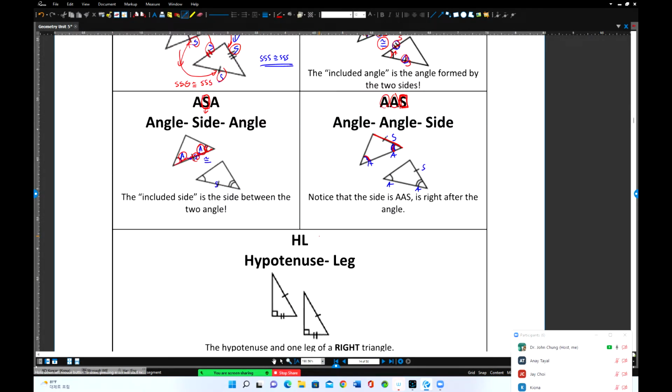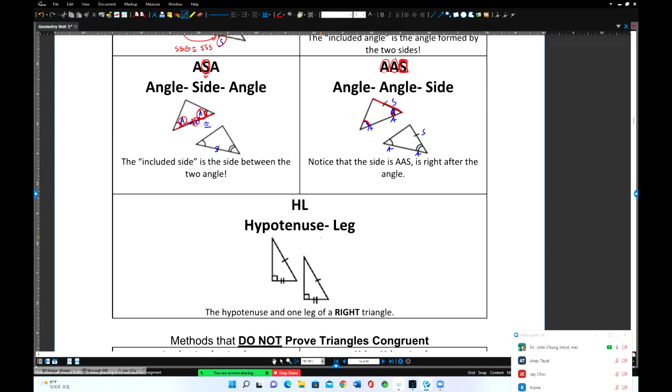The last one is over here, hypotenuse leg. Hypotenuse leg only on right triangles. If we have 2 right triangles, in this case we can prove hypotenuse congruent and one of the legs congruent. Then these 2 right triangles are congruent. This one only on right triangles.